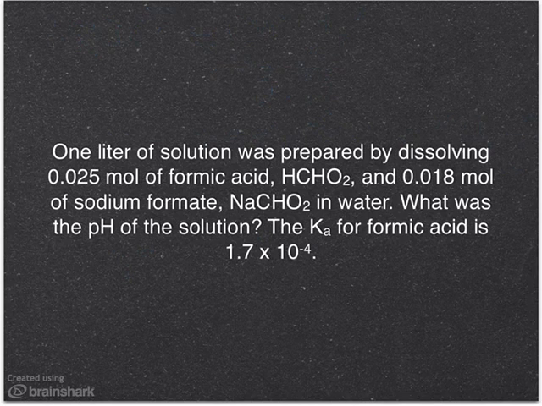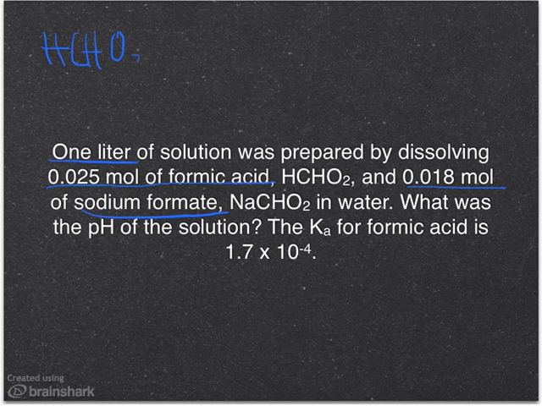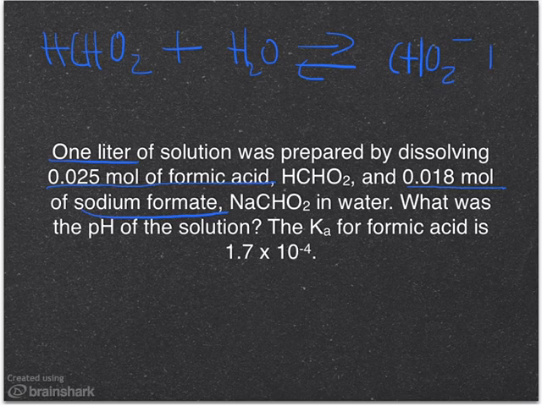Alright, now for this last example, this is going to be similar to the one we just did, where we have 0.25 moles in this case of formic acid, and you have 0.018 moles of sodium formate. This is all in 1 liter though, so we don't have to deal with dividing by the volume, because it's just going to end up being the same thing. And basically what we're looking for is the pH of the solution. So as always, do out your acid ionization equation. So HCHO2 plus H2O yields CHO2 minus plus H3O plus.